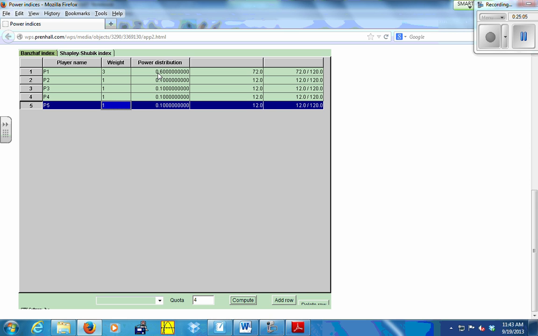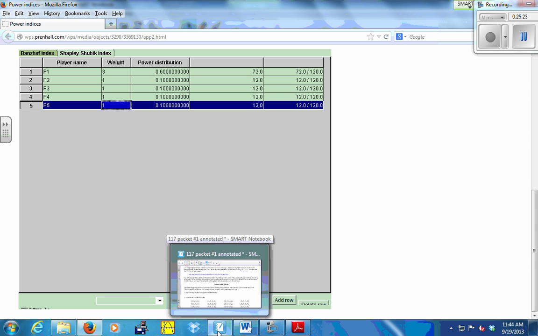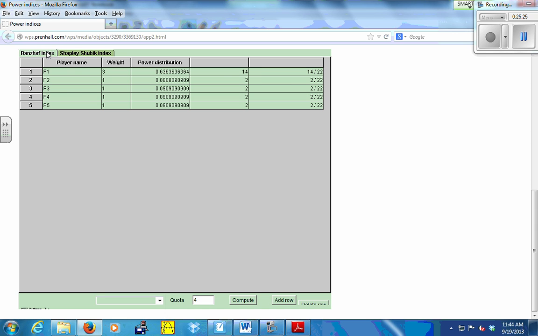And our power distribution is 60%, 10%, 10%, 10%, 10%. So this is your final power distribution. These are the unreduced fractions, and the denominators are all 120 because there were 120 sequential coalitions. It's pretty neat. And we could switch over to Banzhaf, and we get similar results, but not exactly the same, because Banzhaf and Shapley-Shubik are different methods, so they measure power a little differently.